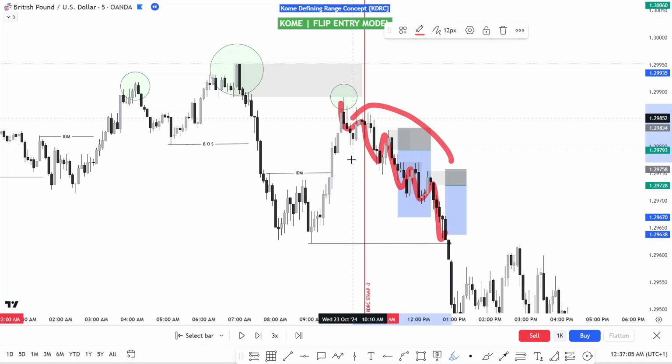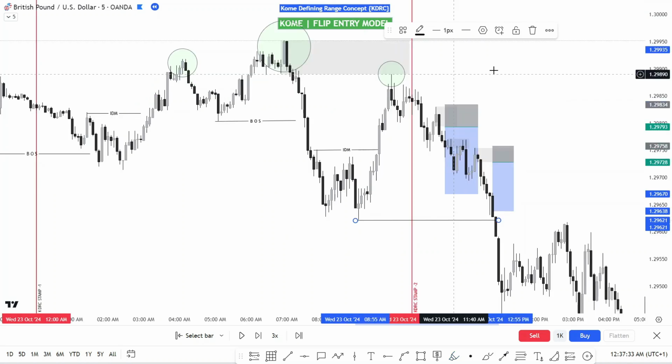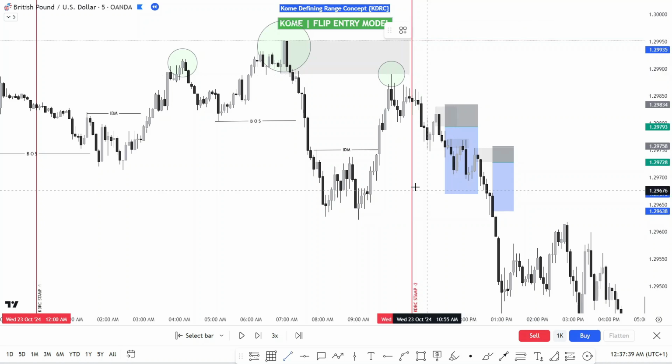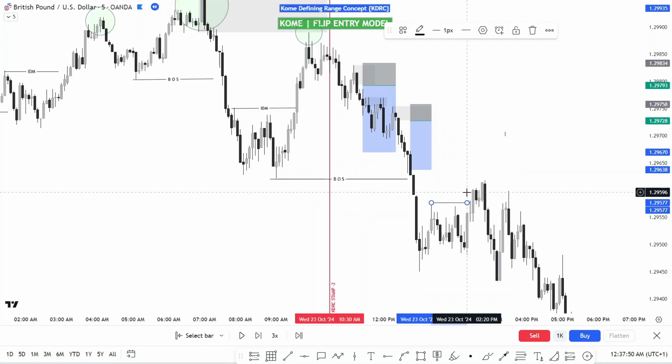Okay, so this becomes a break of structure. This is actually a break of structure right here. So we have this as a break of structure to the downside. After the break of structure, what else? You should tell me now. Inducement. So where is our inducement? This is our inducement. No, you just got it wrong.